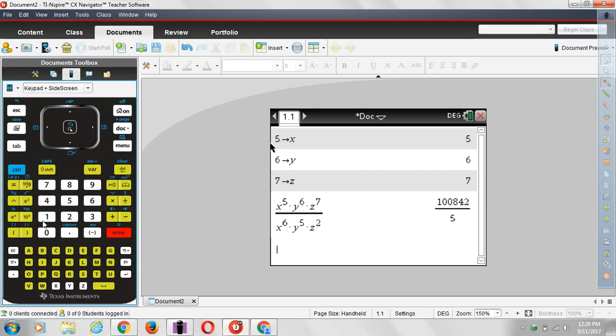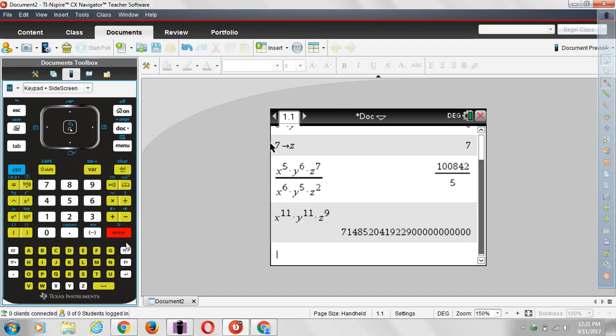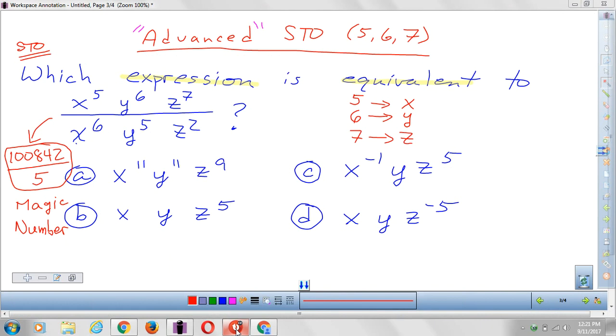Okay, back to the calculator. And we'll try to go a little quickly. X to the 11. Whoops. See what happens when you go quickly? X to the 11. Y to the 11. And z to the 9. Okay, I press enter. I got an insane number here, but it's still fine. This is not a match, so I can get rid of that. That does not match my magic number. So right away, I know that this one is eliminated.